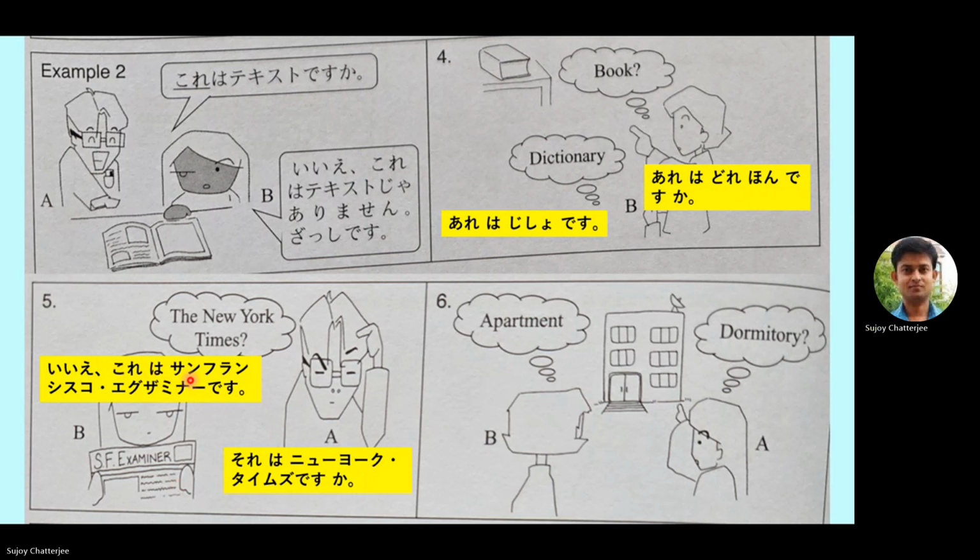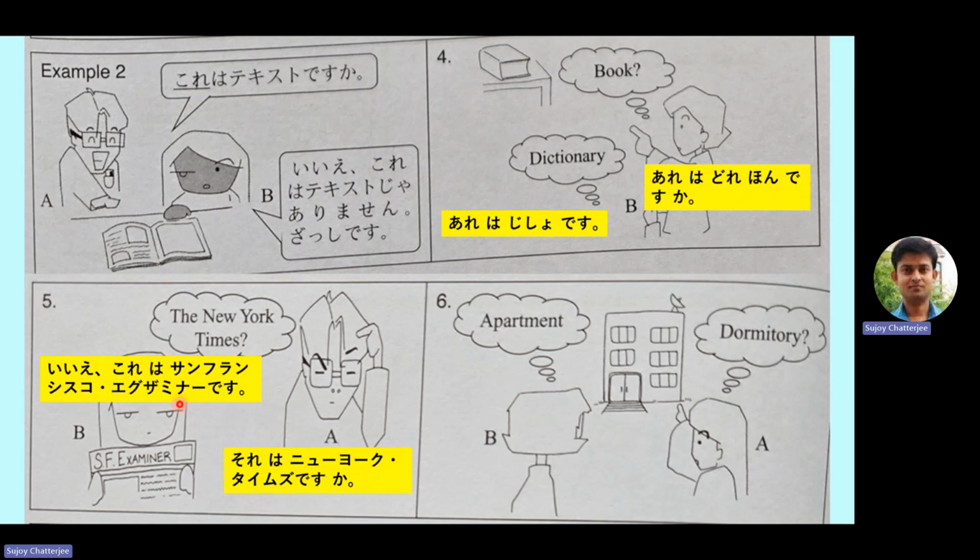"Kore wa San Francisco Eguzamina desu." If you want to say it completely, you can say "Ie, kore wa New York Times ja arimasen," or "kore wa New York Times dewa arimasen. Kore wa San Francisco Eguzamina desu." These are all katakana. In this way you can answer it.